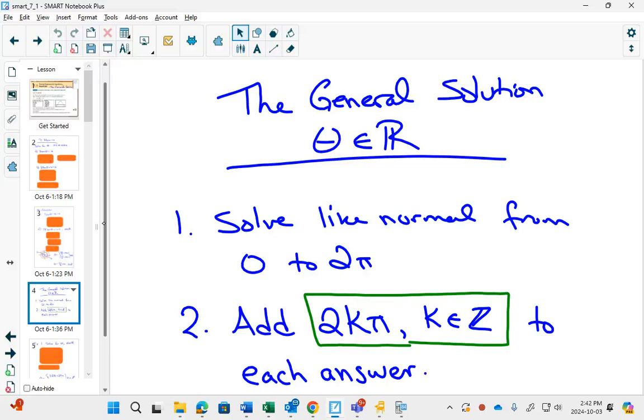On your chapter 6 test, you won't get any general solution questions, but you will get solve between 0 and 2 pi questions, and you will get can you write all the angles coterminal with questions. Just not combined in the same question.